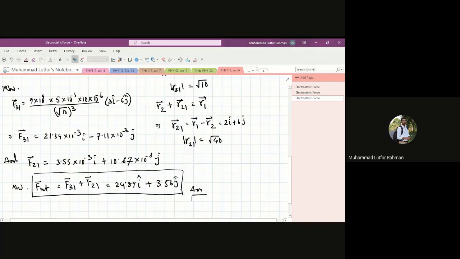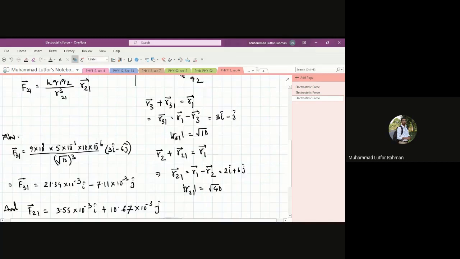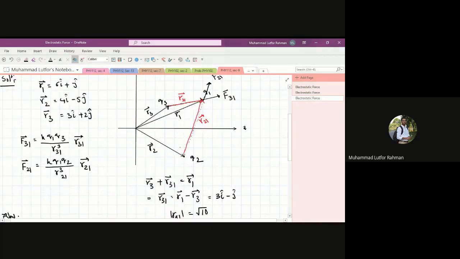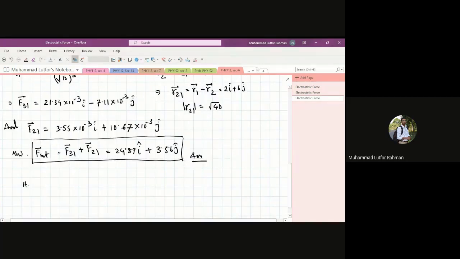Now I found the forces on Q1, right? Do the homework: find the net force on Q2 and Q3. That would be your homework. By the same analogy, you can solve that one.